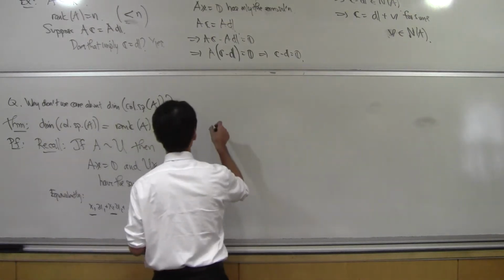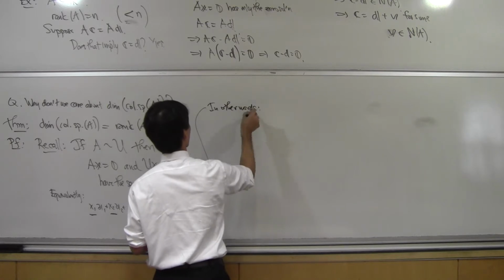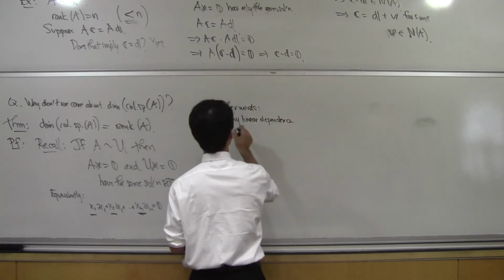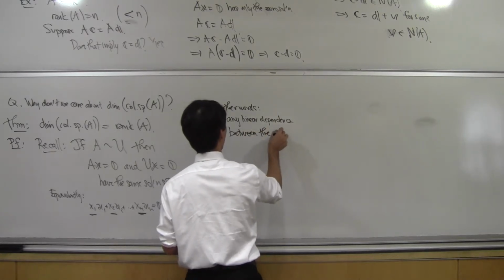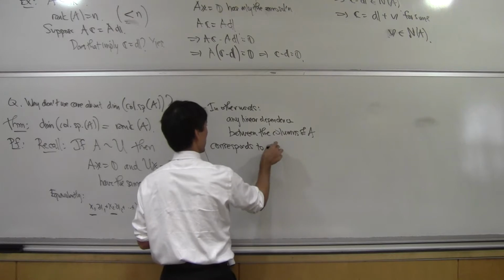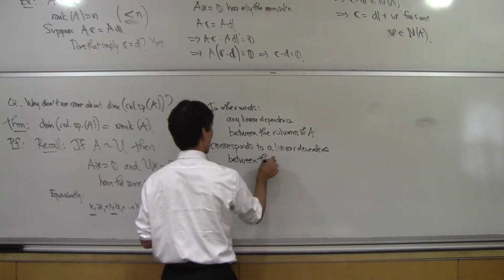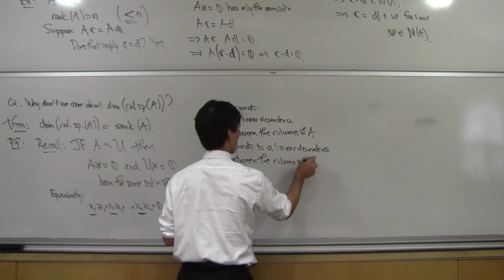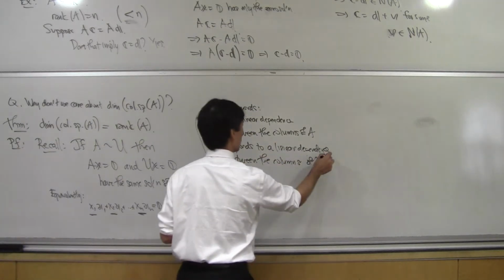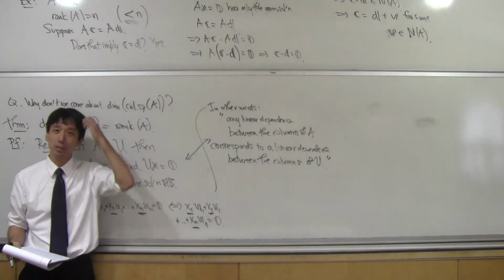But in other words, any linear dependence between the columns of A corresponds to a linear dependence between the columns of U. This is exactly the statement that we had very early on in the course, but now phrased in terms of dependencies.